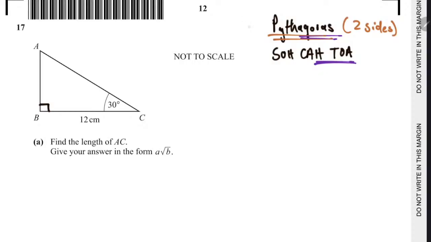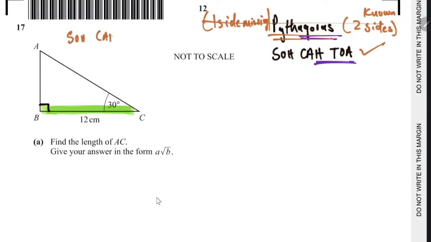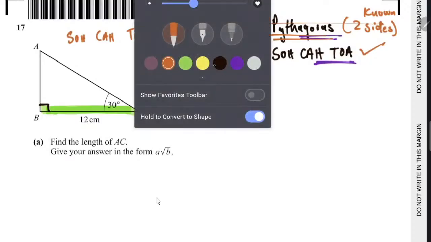Here I only have one side. I don't even have two sides. So this is definitely not a Pythagoras theorem question, because I have this one side, I can't have another side. So Pythagoras, you are out. So automatically it has to be SOHCAHTOA. There is no other method. So we write SOHCAHTOA. Okay, it has to be SOHCAHTOA.